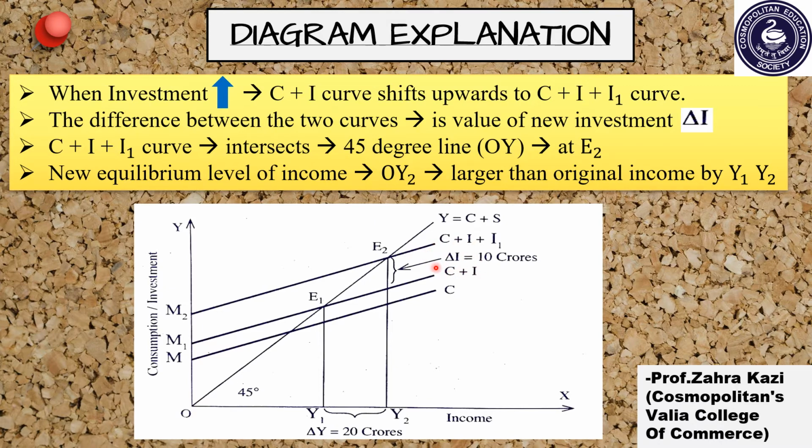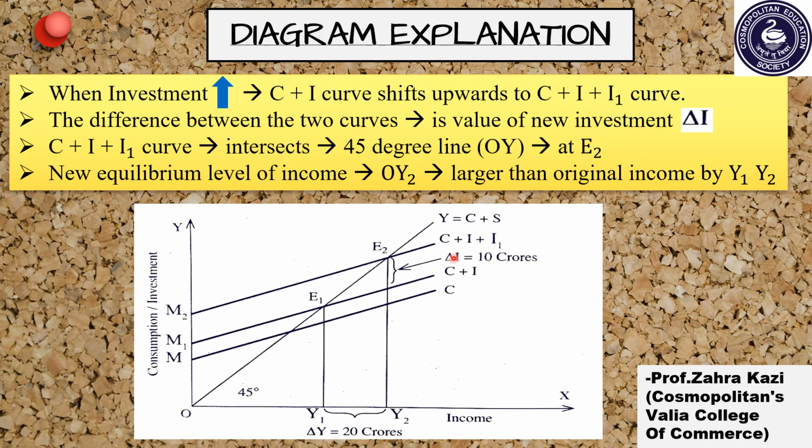Okay, I repeat once again. Whenever the investment level increases, the C plus I curve will shift upwards from C plus I to the C plus I1 curve. Now the difference between both the curves is shown by the level of new investment. This level of new investment is denoted in the diagram as delta I.